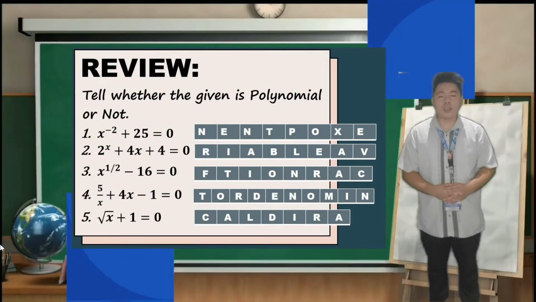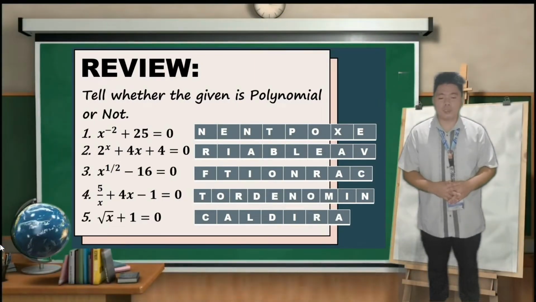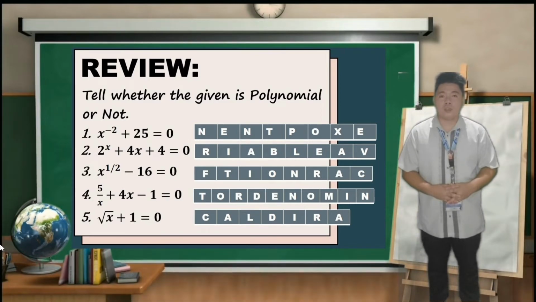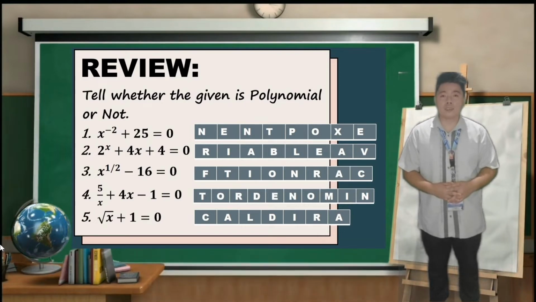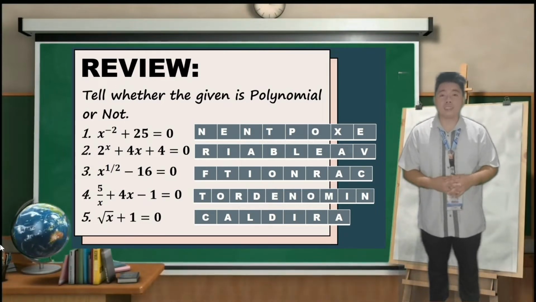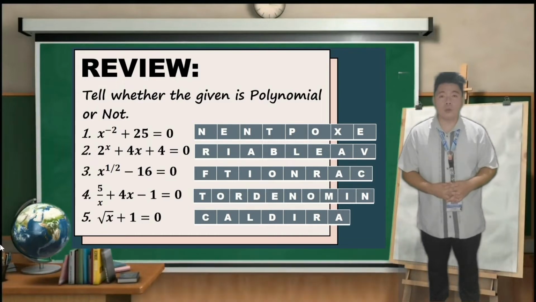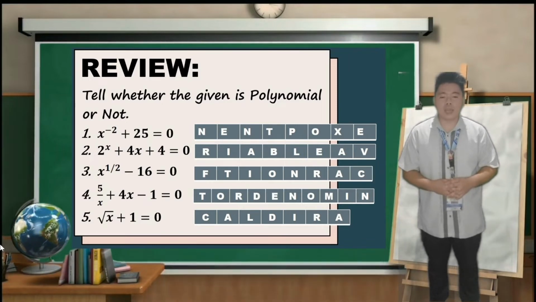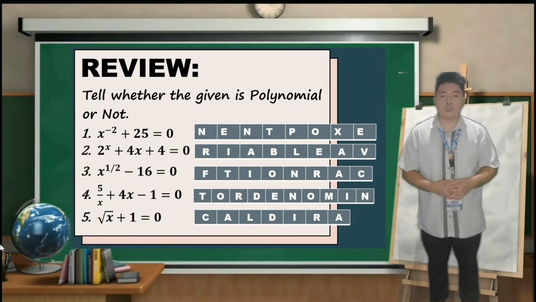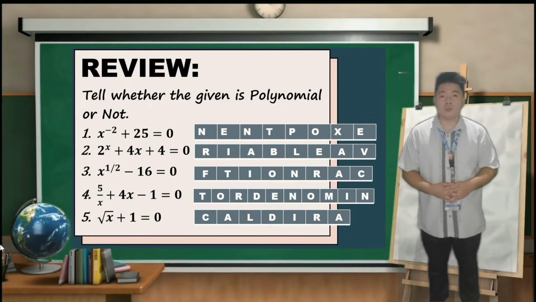The first expression is x raised to negative 2 plus 25 is equal to 0. The second one, 2 raised to x plus 4x plus 4 is equal to 0. The third one, x raised to 1/2 minus 16 is equal to 0. The fourth one, 5 over x plus 4x minus 1 is equal to 0. And the last one, square root of 5 plus 1 is equal to 0.